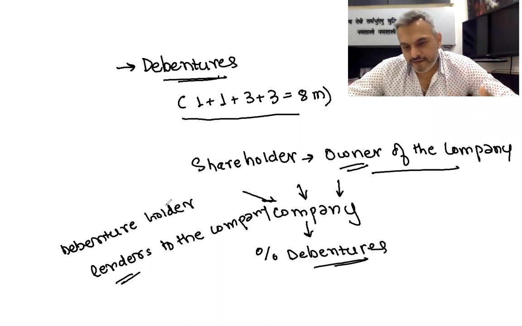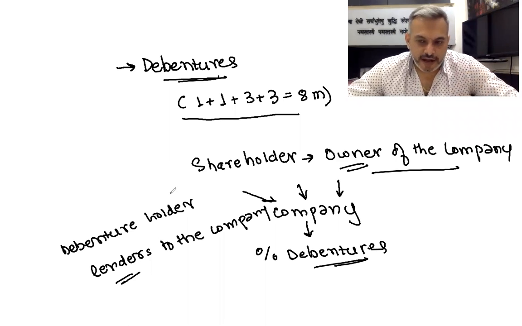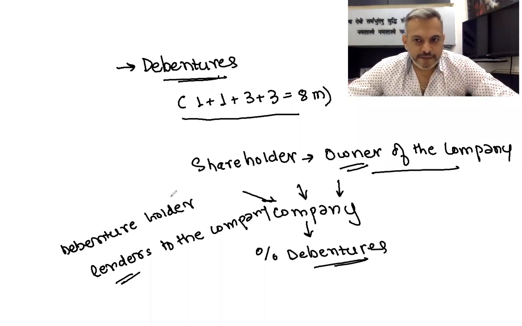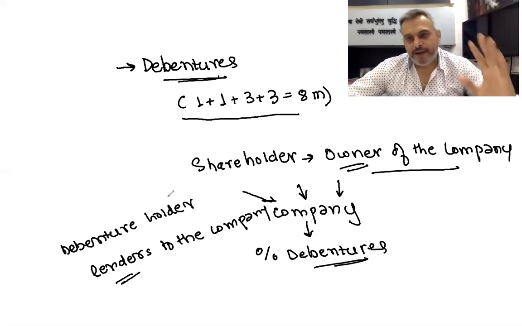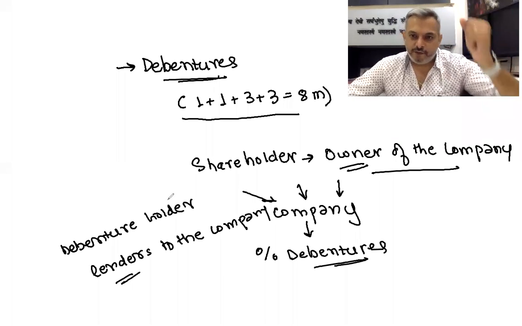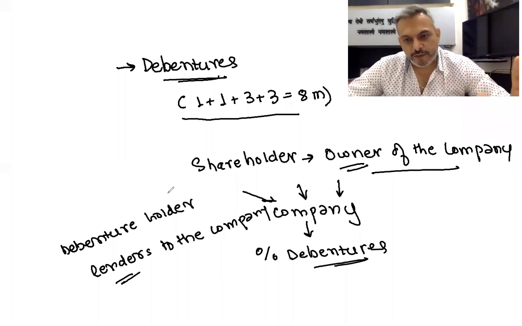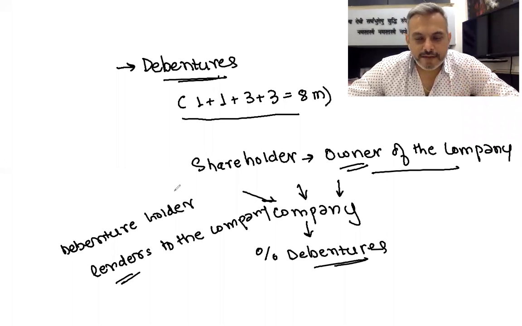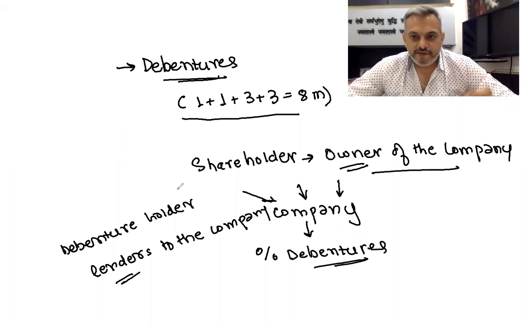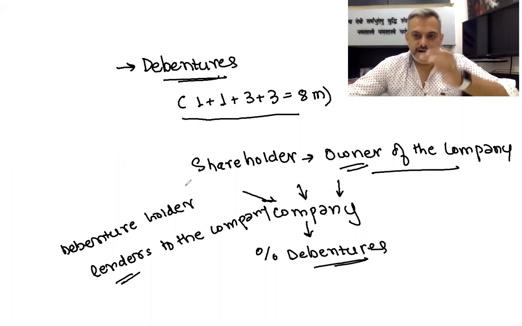Now, debentures that any company issues will be for a particular period of time. It cannot be an infinite period, like saying we give money and as long as the company exists you will keep getting interest. It is not possible. Irredeemable debentures are not there. So debentures are always redeemable.